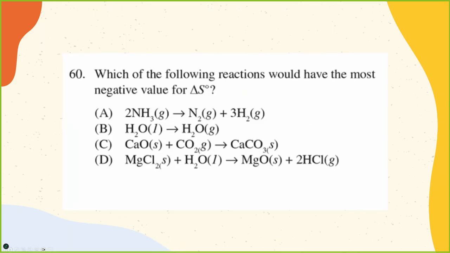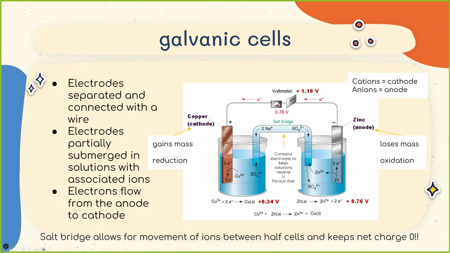All right, this is a delta S one, but basically, yeah, you're just looking for which one would have the most negative. So look for the one where the entropy is decreasing the most. All right, so galvanic cells. Here's some nice review of those.